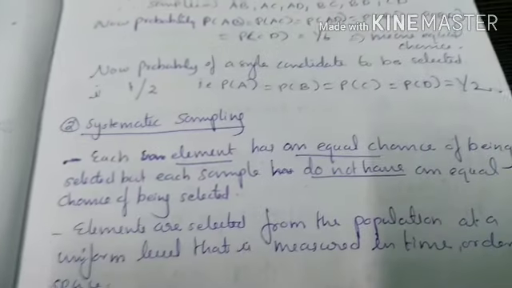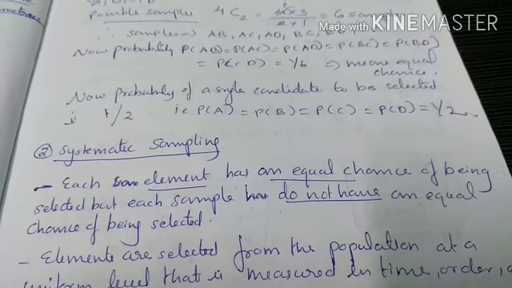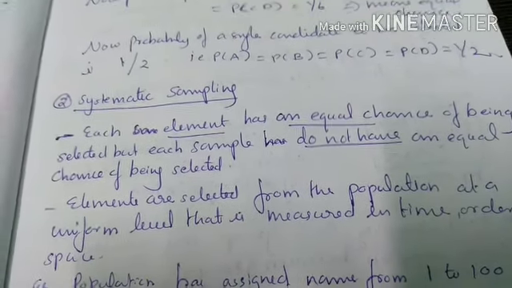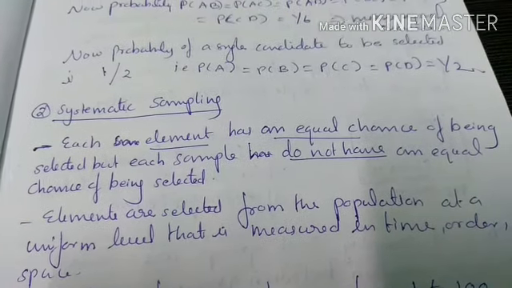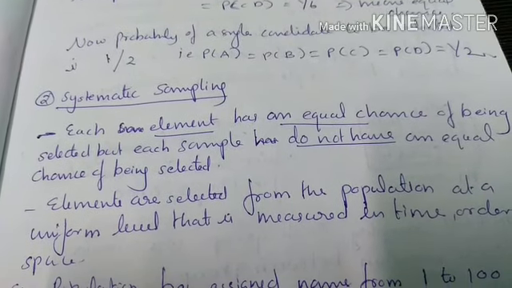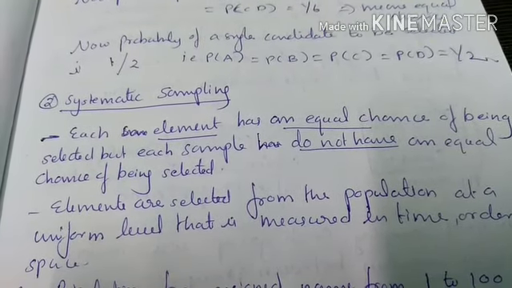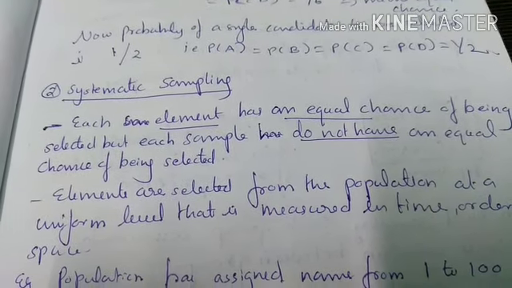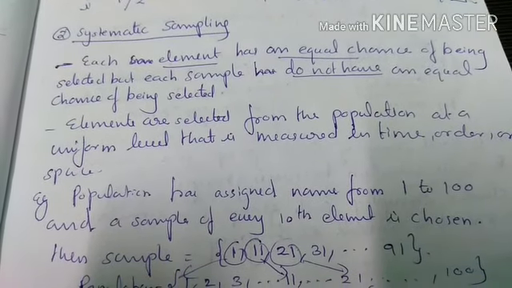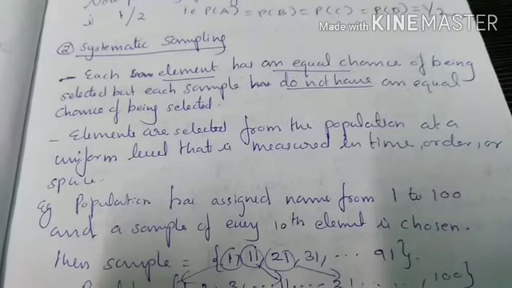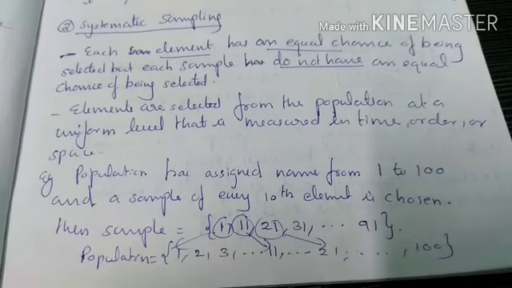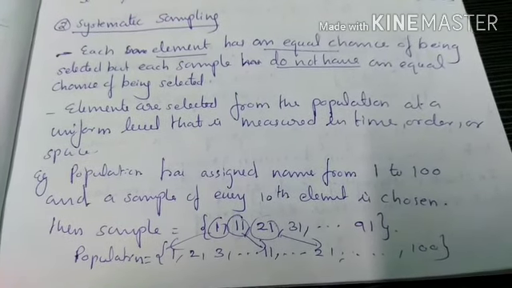Next is systematic sampling. Each element has an equal chance of being selected, but each sample does not have an equal chance of being selected. That is systematic sampling. So a population has n number of samples. All n samples will not be selected, but the elements of each sample have an equal chance of being selected. So it comes under random sampling. Elements are selected from the population at a uniform level, that is measured in time, order or space. For example, a population has assigned names from 1 to 100 and a sample of each 10th element is chosen.